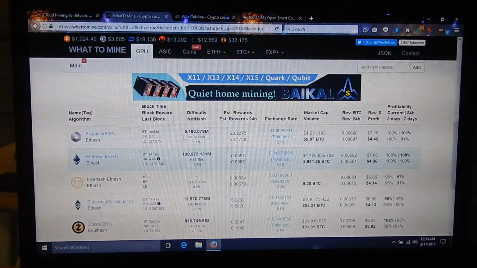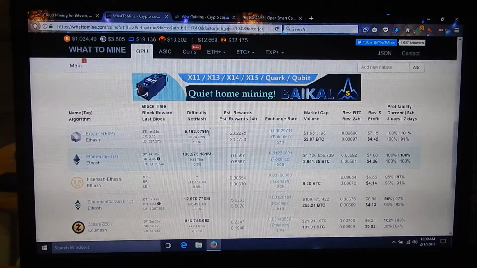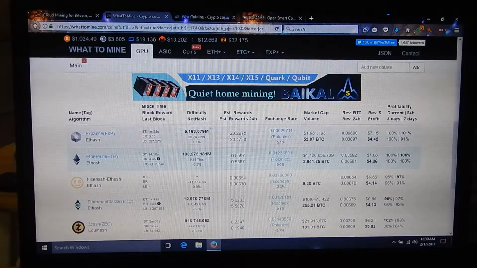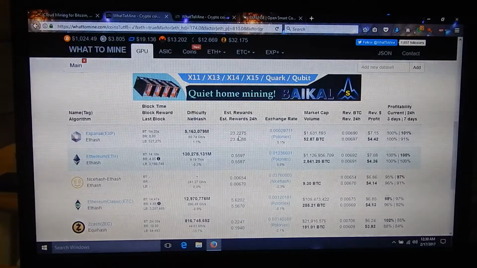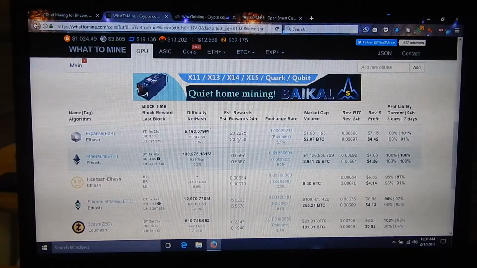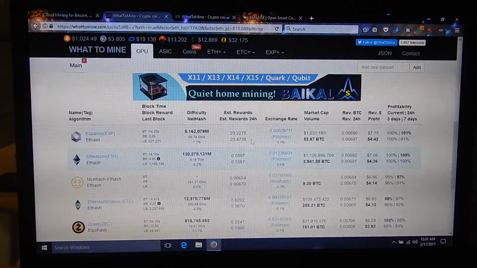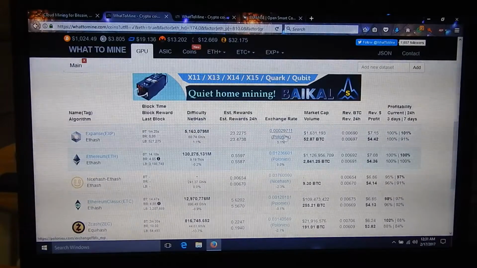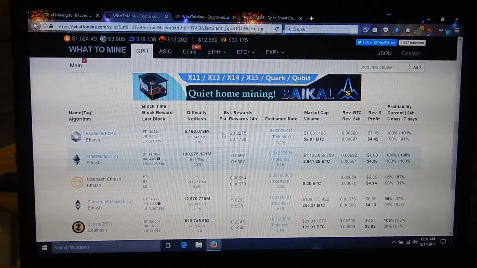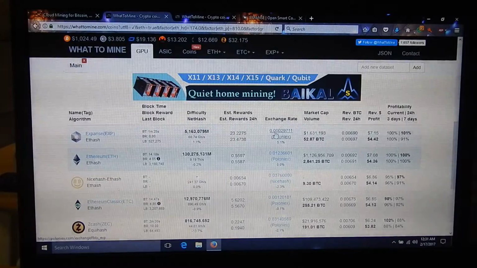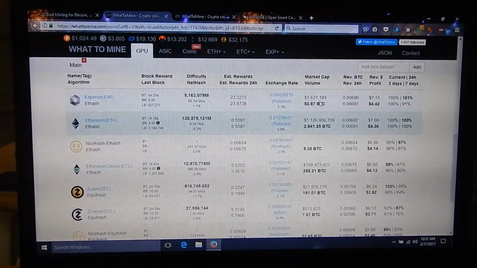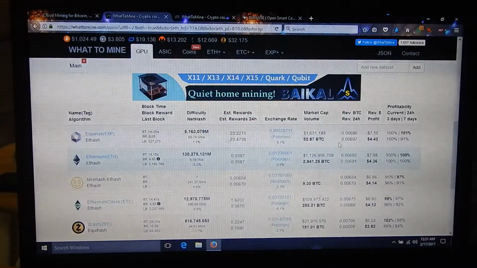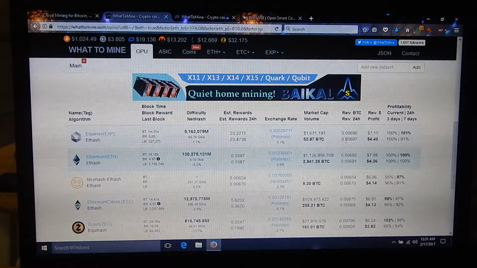The difficulty is still pretty low, it's only just a small amount. Your rewards for one of my rigs with six GPUs, RX480s, I'm going to be getting 23 Expanse in a 24-hour period, and here's the exchange rate, putting it at about 30 cents per Expanse, I believe. And here's your market cap, and your revenue in BTC, right there.